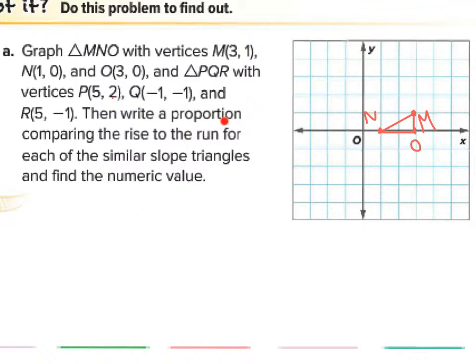Okay, then write a proportion comparing the rise to the run for each of the similar slope triangles and find a numeric value. So then we can just write a proportion. Let's say I wanted to go from a rise of 1 to a rise, I don't know, of 3. I guess we can go 3 times larger, right? We could say that this is half the size, or let's see here. I could go with a proportion of triple the size. Triple the size, but I have to remember to keep the same hypotenuse, okay?